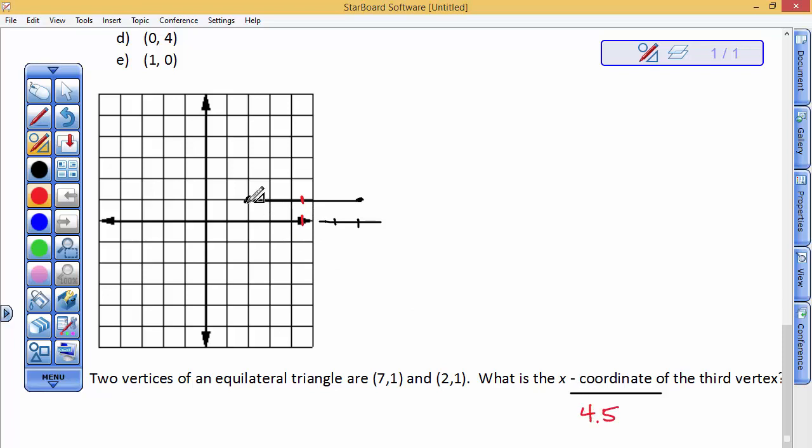Again, who knows, that equilateral triangle could look like this, or it could look like this, but this x-coordinate, no matter how you look at it, and actually I should have drawn it over a little bit, is going to be at 4.5.